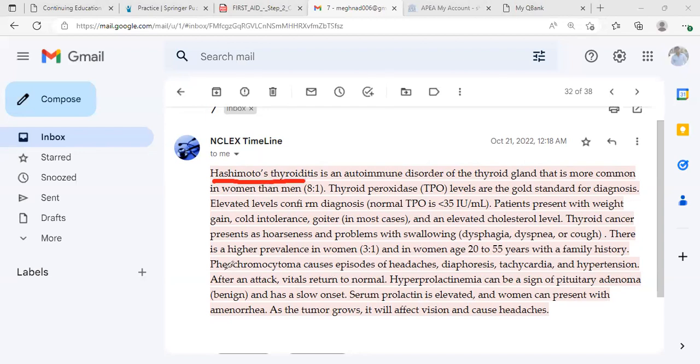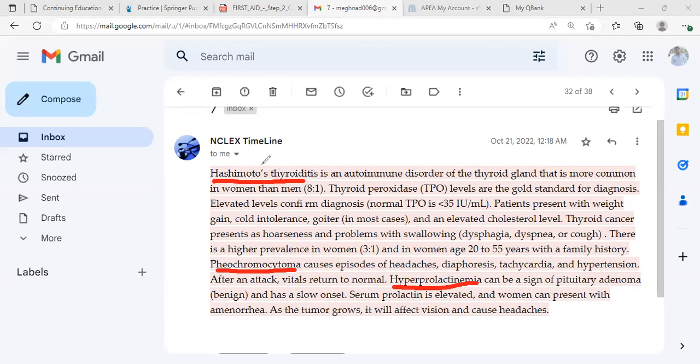Then we learn what is pheochromocytoma. We learn hyperprolactinemia, right? So let me talk one by one.